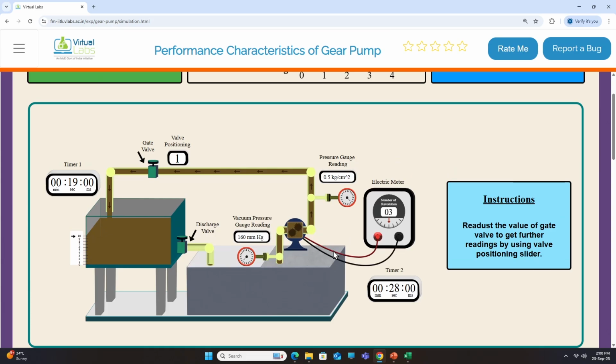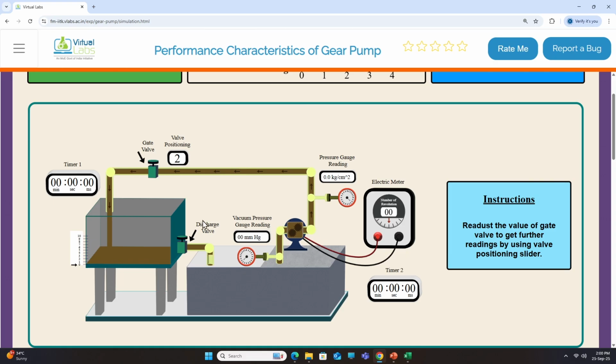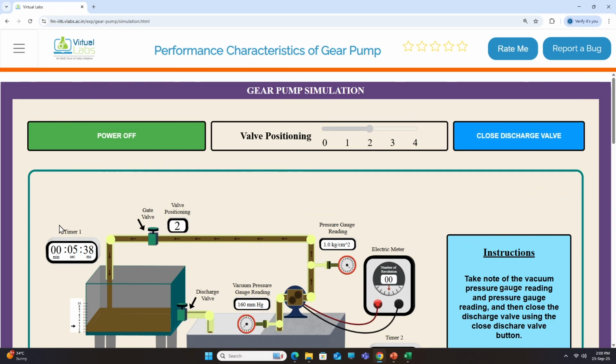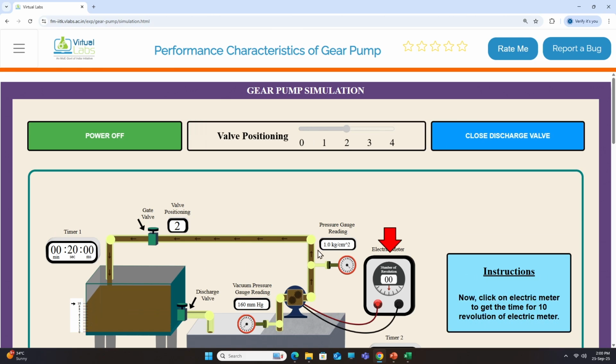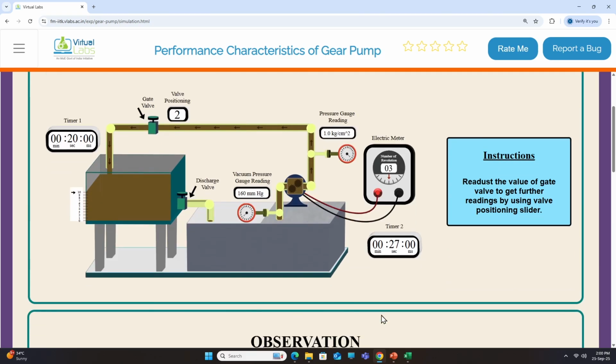Now, let me bring it to another position, the second position. I have to close the discharge valve. Now, the time taken is 20 seconds and the pressure gauge reading is 1, and the vacuum pressure reading stays at 160 millimeters of mercury. I will start the electric meter for 3 revolutions: revolution 1, revolution 2 and revolution 3. The time is 27 seconds. I will note these readings as well.